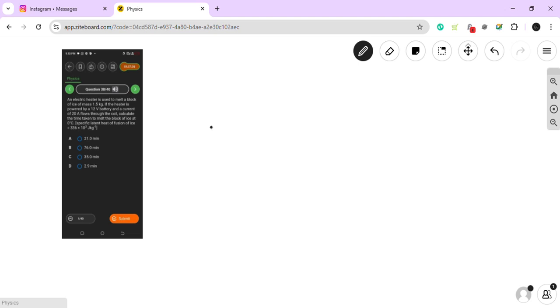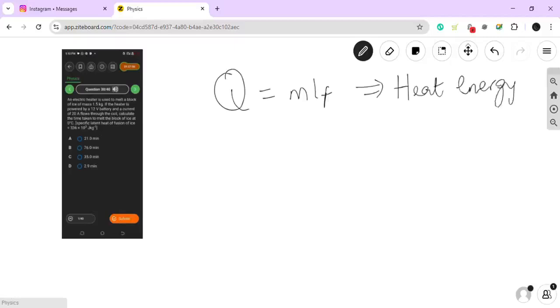Alright, so you need two things. Number one, you need to know the formula, and you need to know how to make use of conservation of energy, right? So the first thing is, if I want to look for the Q under latent heat, we write it as MLF. Now this one is heat energy, or thermal energy. If you want to look at electrical energy, we can use Q equals IVT. We have current, voltage and time. Time is what they say we should look for, so we can use IVT.